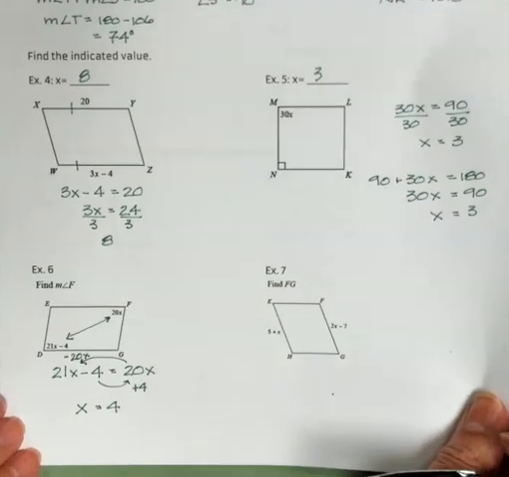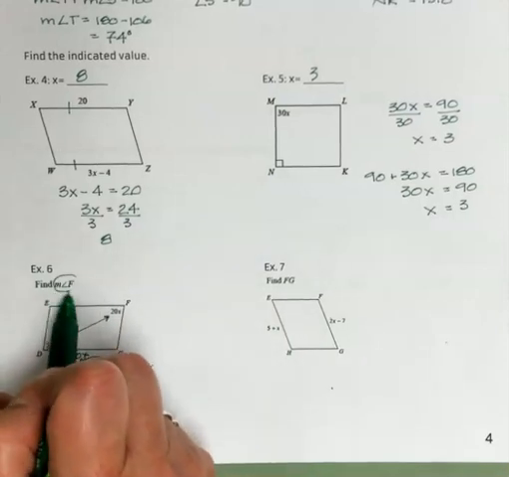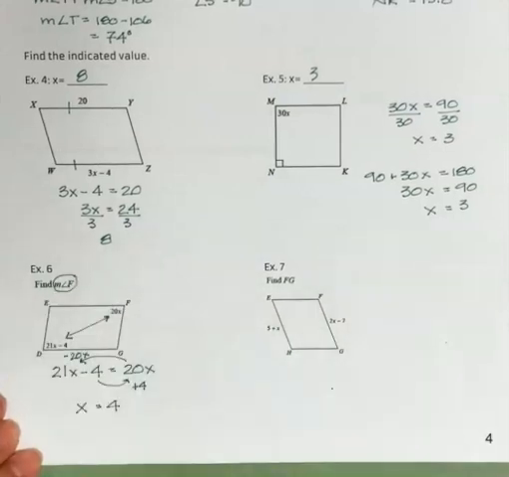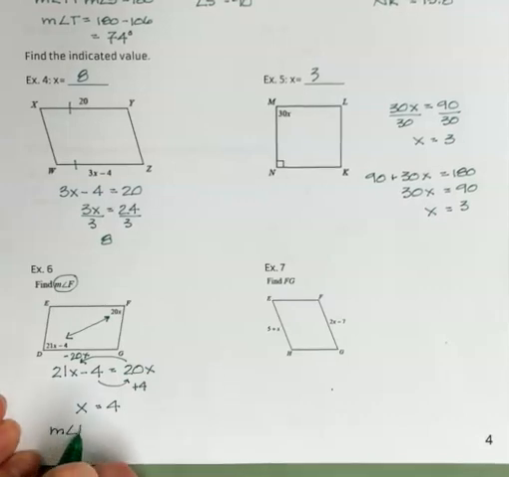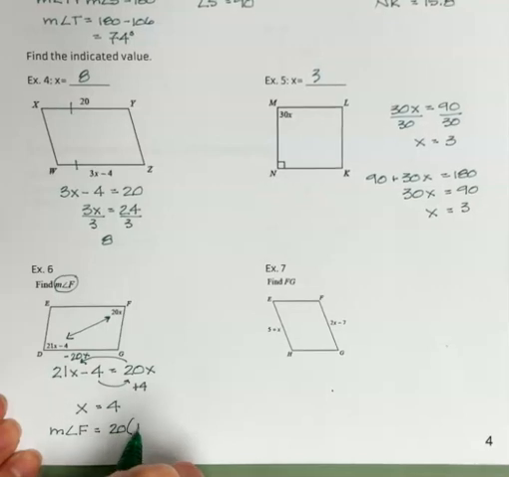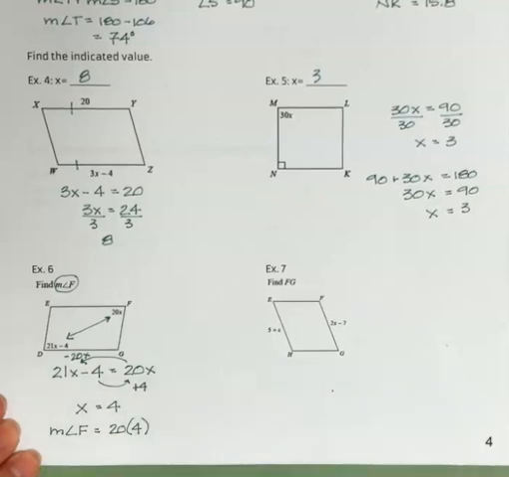But notice we want to find the measure of angle F. So we're not quite finished yet. Measure of angle F equals 20 times x. So we're going to substitute the 4 in for the x. And we get 80 degrees.